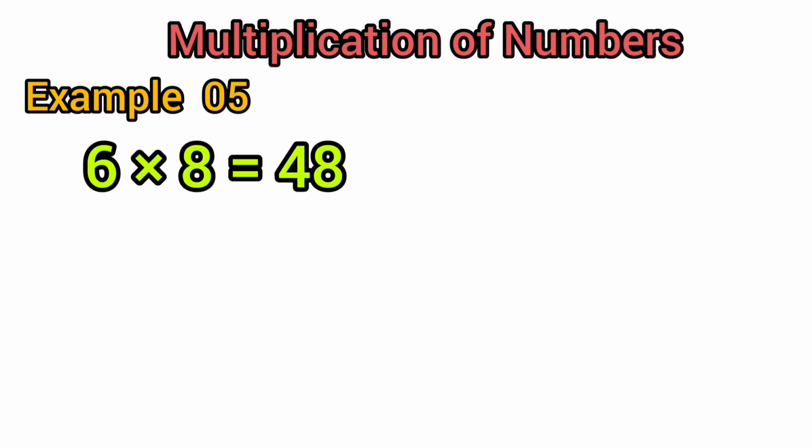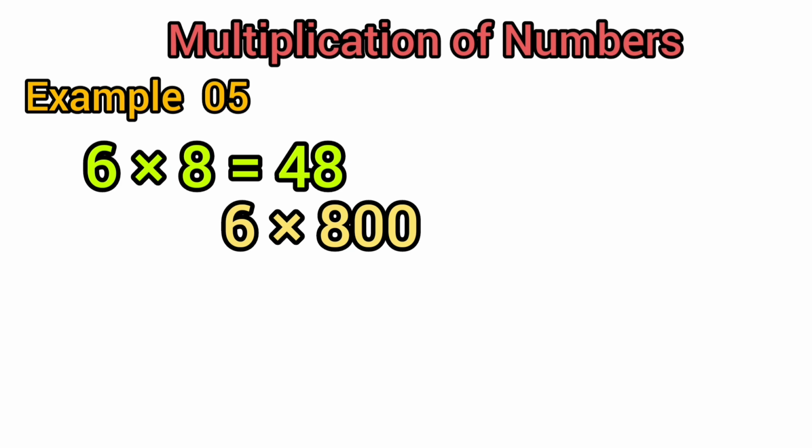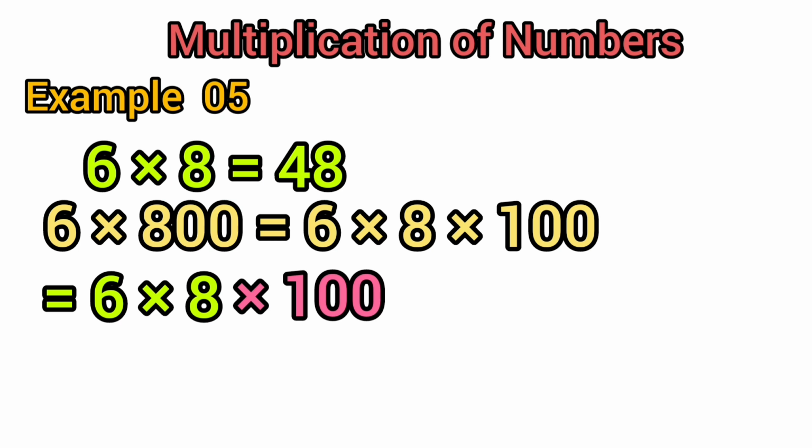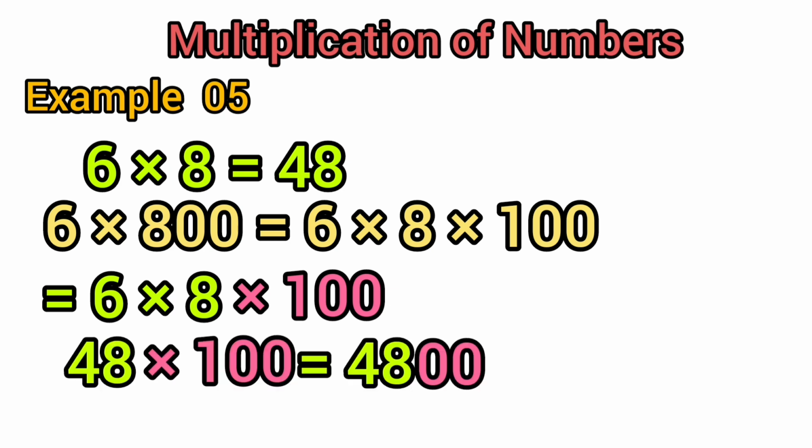Next example, 6 times 800. 800 means 8 times 100. So this can be written as 6 times 8 times 100. So the final answer will be 6 times 8 is 48, and at the end of 48 we are writing 2 zeros because we are multiplying by 100. 4800 is the final answer.